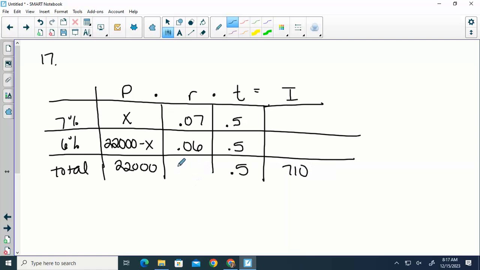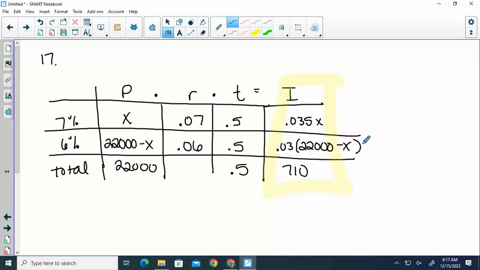Does it matter that I don't have an interest rate here? No. Our goal is to get this final column. So if we have the number, then it's okay if there's blanks somewhere else. For these, we're just going to use our formula, P times R times T. So x times 0.07 times 0.5, and 22,000 minus x times 0.06 times 0.5. So it would be 0.03 times 22,000 minus x. And you could certainly go ahead and distribute that if you needed to.